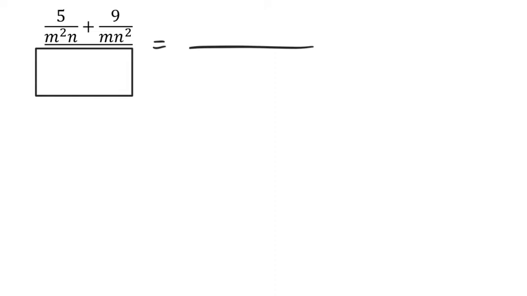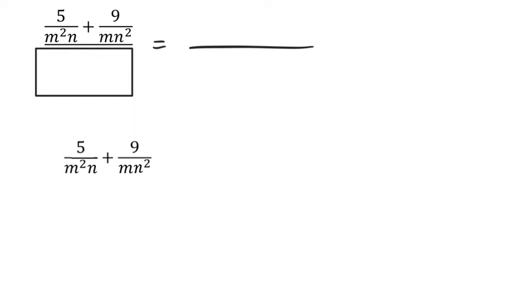I'm going to move it down so that I can actually work with it. From this, I need the denominators to be the same. They almost look the same, but they're not. This one is an m squared times n, and this is an m times n squared. What's missing? In this first denominator, I'm just missing an n. This is an n squared. If I could have an n squared there, I'd be in good shape.